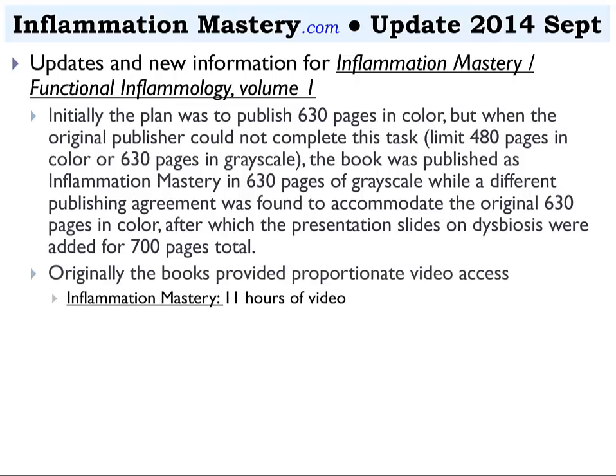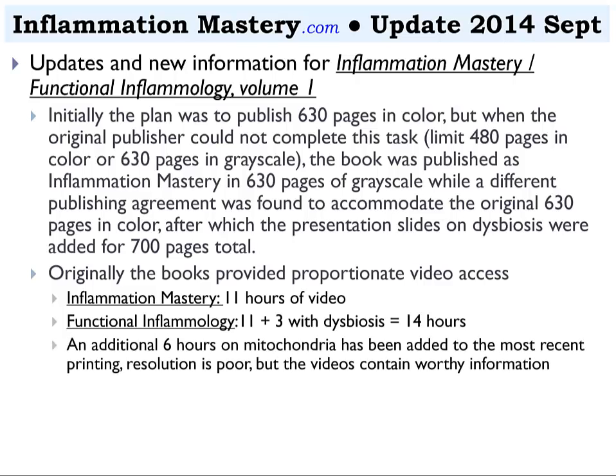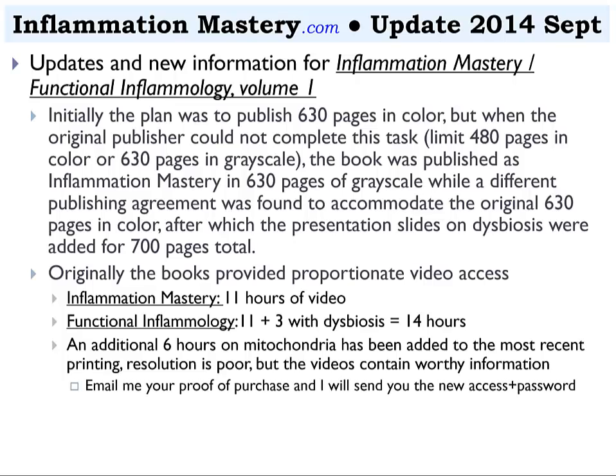So originally, Inflammation Mastery at 630 pages provided 11 hours of video. Functional Inflammology, with the additional section on dysbiosis, provided 14 hours of video. And just within the past couple of weeks, I've added 6 more hours of video to both of those books. And those are presentations that I recently gave for continuing medical education on mitochondrial dysfunction. So if you want access to those new videos and you don't have the new printing of the book, just send me proof of purchase and I'll send you the hyperlinks and the passwords so that you can access those videos online.